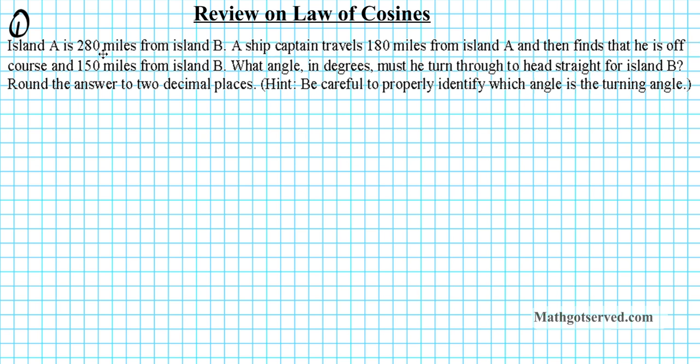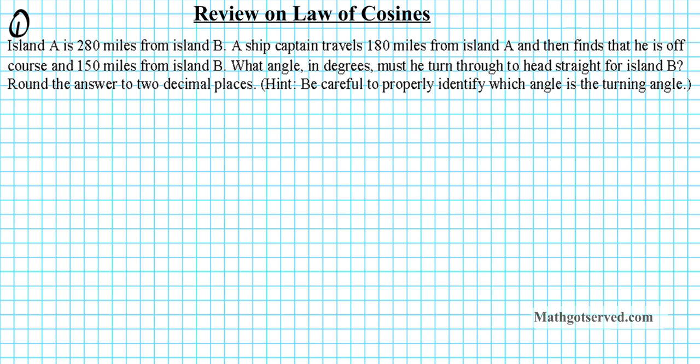It says Island A is 280 miles from Island B. The ship captain travels 180 miles from Island A and then finds that he is off course and 150 miles from Island B. What angle in degrees must he turn through to head straight for Island B? Round your answer to two decimal places.